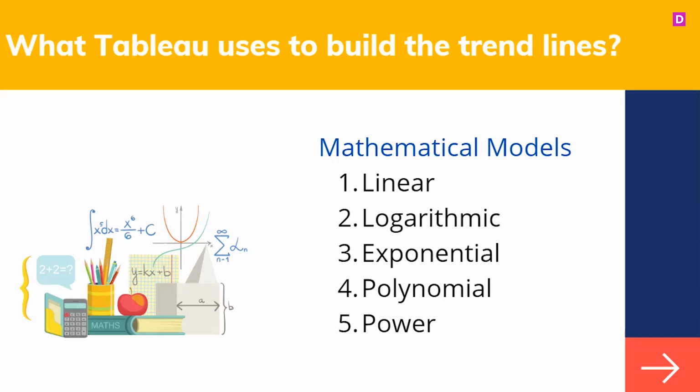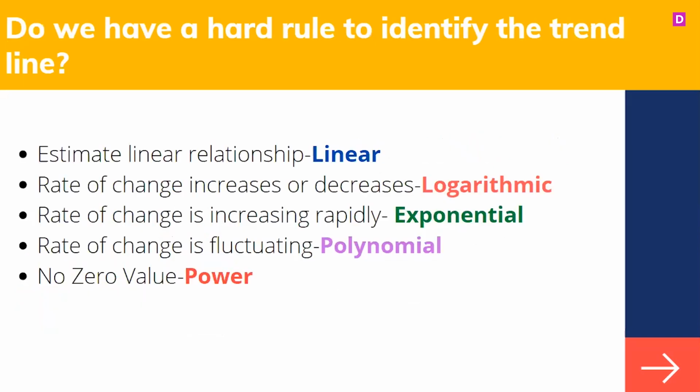Now you might have one question: should I follow some hard rule to identify the trend line? Because there are so many models, which one should I choose? I always get into confusion. Probably if there were a hard rule, like if you have this type of data you follow this trend line, it might be useful for us. But we cannot say that it's a hard rule.